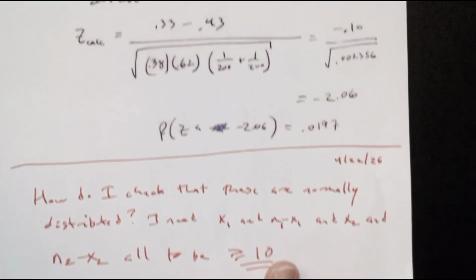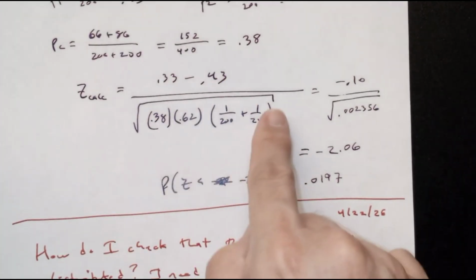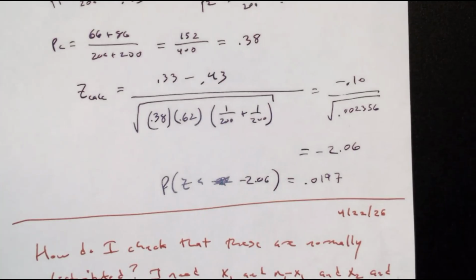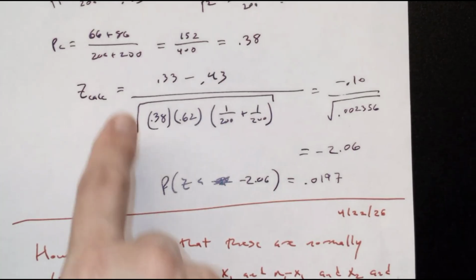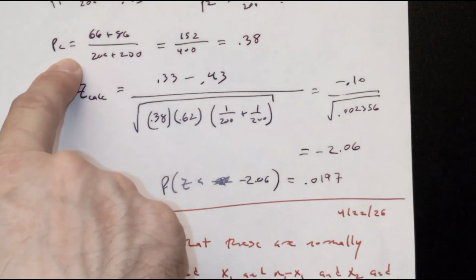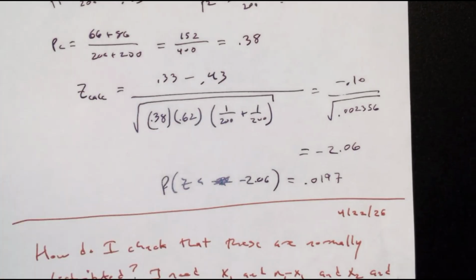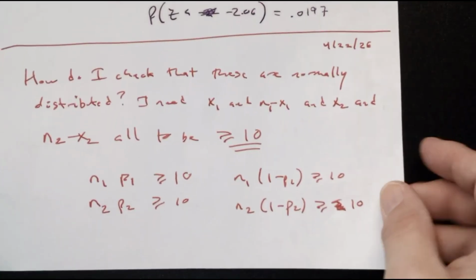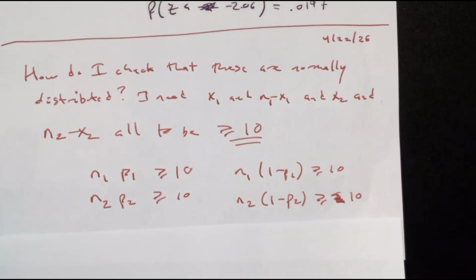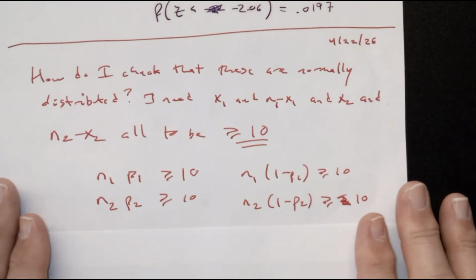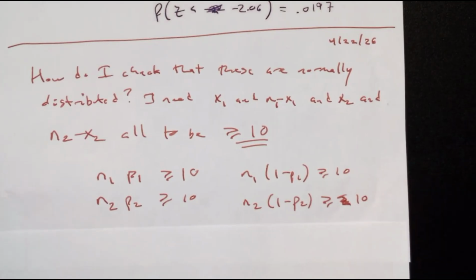So this idea back here, this square root down here at the bottom, that's our pooled combined proportion, and that's our standard error. And that works because we assumed our variances could be combined. That in the populations, the proportion should have remained the same.